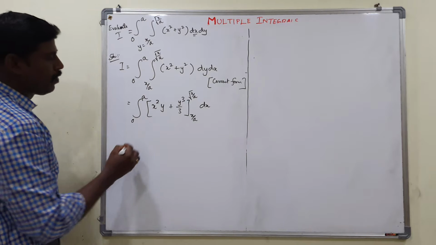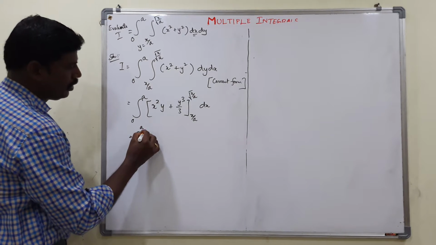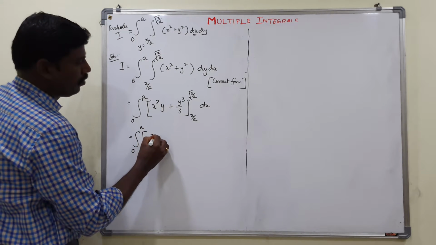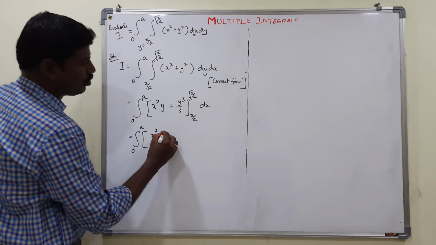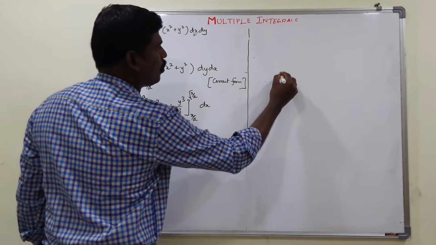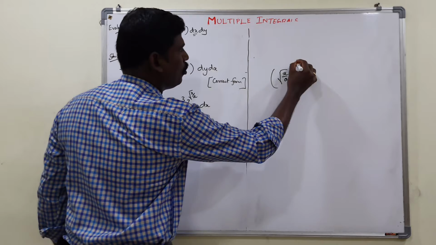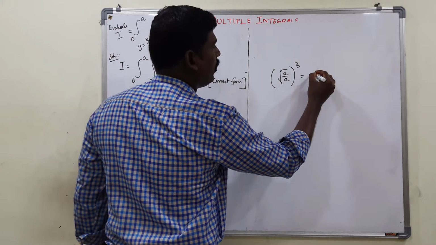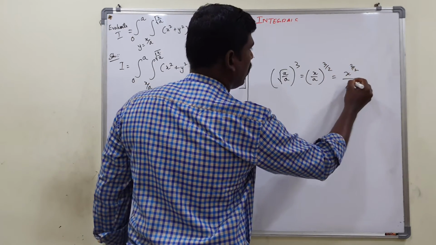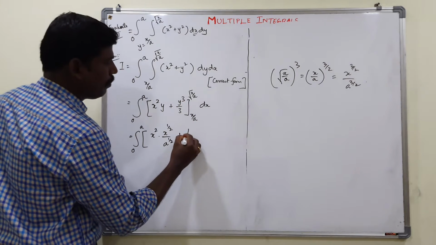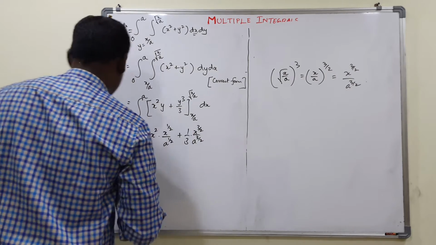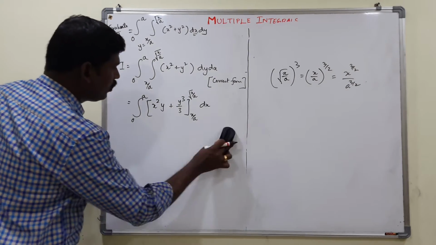What is root of x by a? It is power 1 by 2. So integral 0 to a, applying the upper limit root of x by a. Already x square is here, we need to substitute for y alone. So x power 1 by 2 by a power 1 by 2, plus y cube, so root x by a to the power cube. This can be written as 1 by 3, so x by a to the power 3 by 2, so x power 3 by 2 by a power 3 by 2. So this can be written as 1 by 3 into x power 3 by 2 by a power 3 by 2.